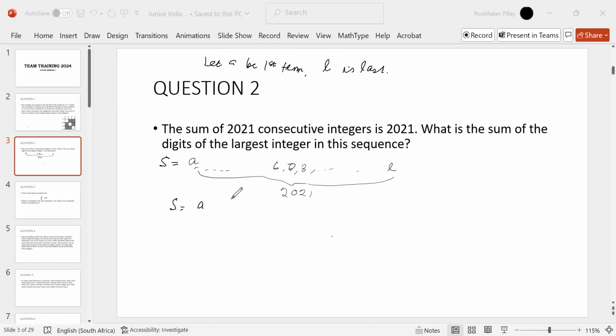Okay. So if you start with A, you've got A, and the next one will be A plus 1, and the next one will be A plus 2, because they are consecutive, going all the way up to L. So there are two unknowns here, right? And we know that this sum is 2021. This is what is given, right? The sum of these 2021 integers is this.